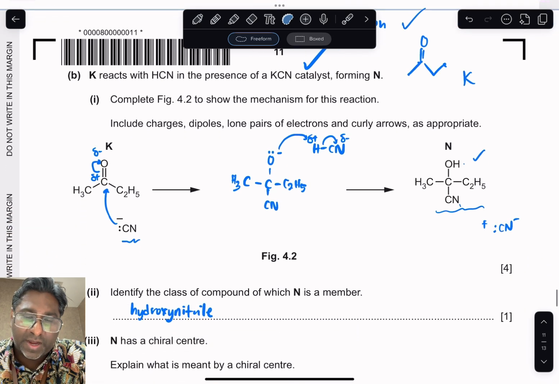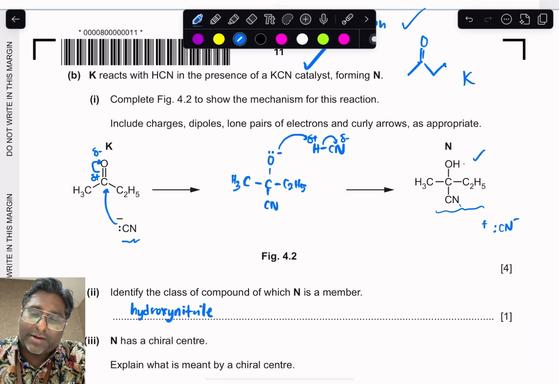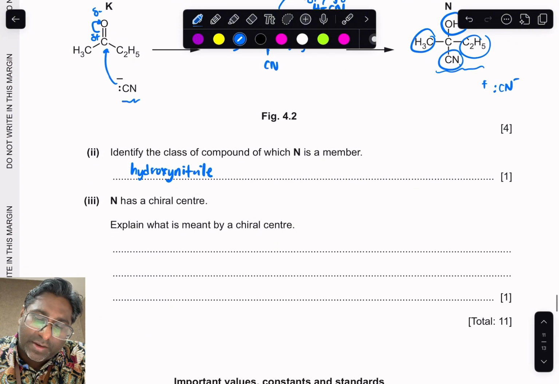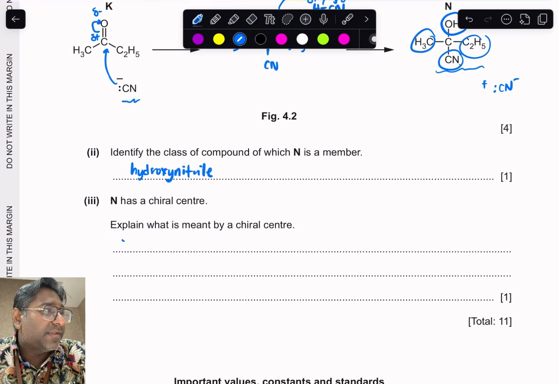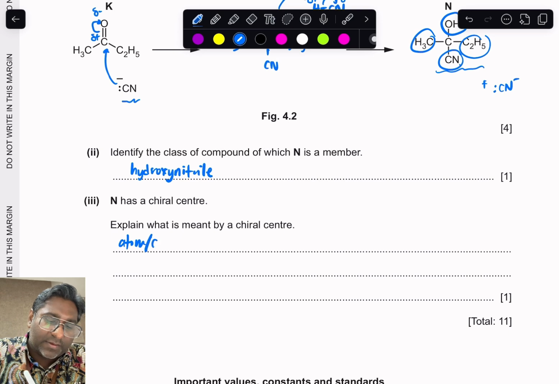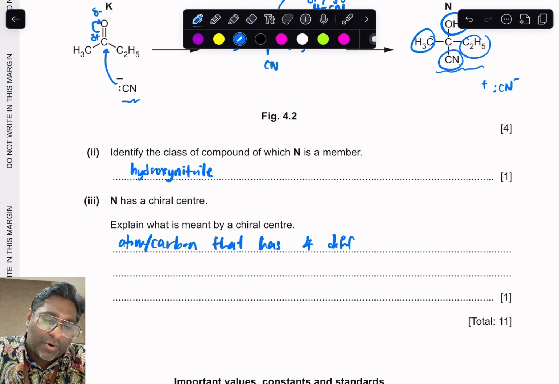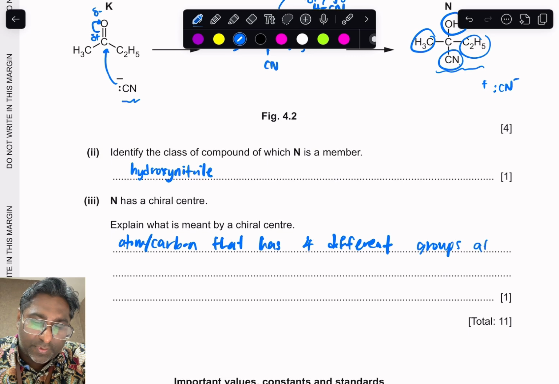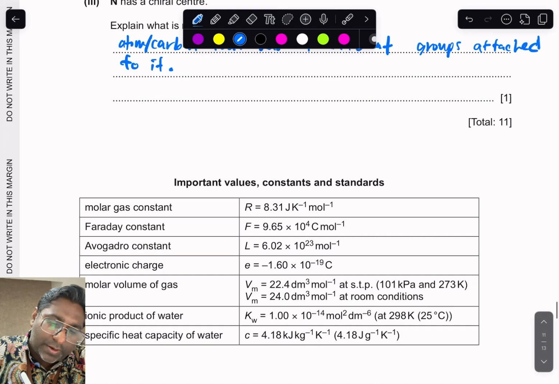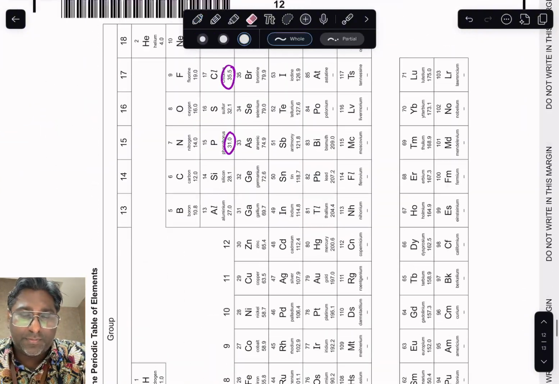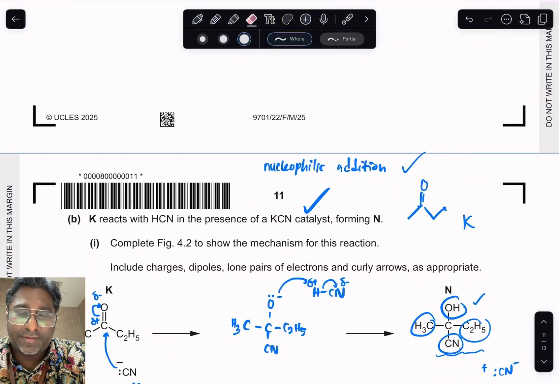Explain what is meant by chiral center. You see, chiral center is something that has 4 different groups attached to it. So chiral center is an atom, or carbon, that has 4 different groups attached to it. So that's it. The paper is done. See you.